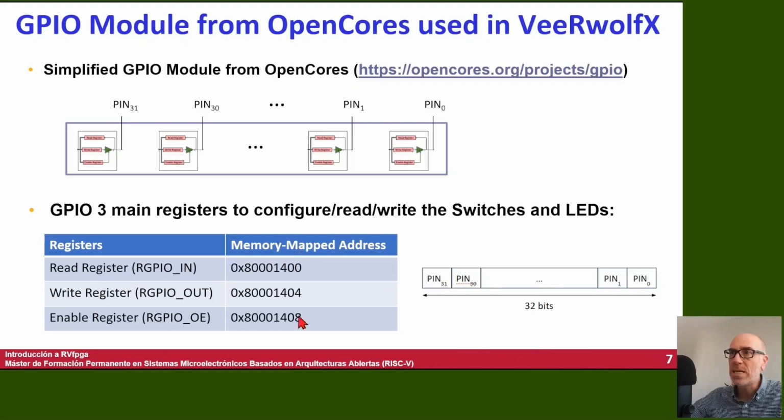The addresses where these registers are mapped are shown in this table: 8000-1400 for read, 04 for write, and 08 for enable.